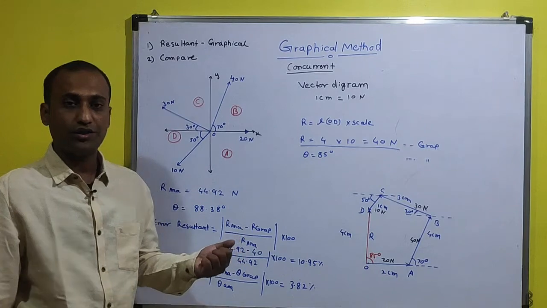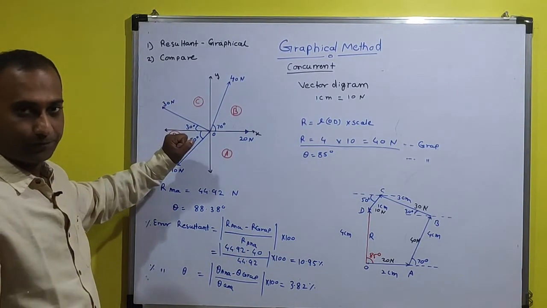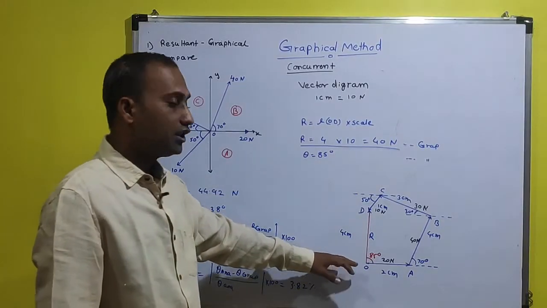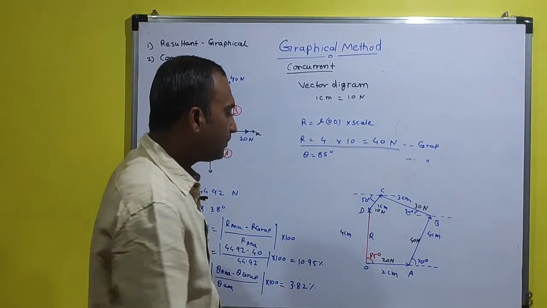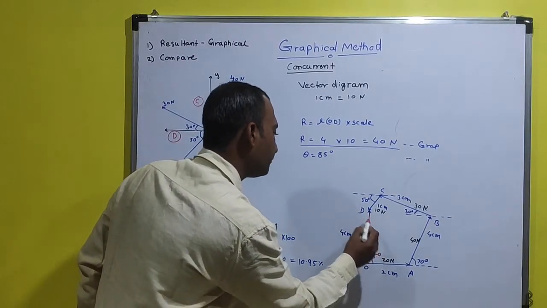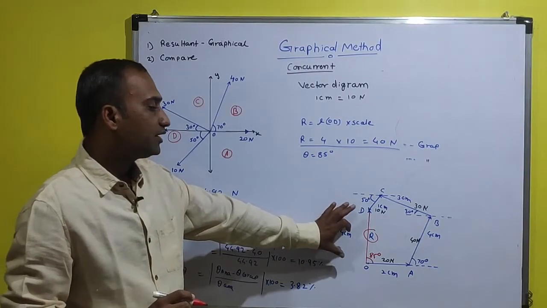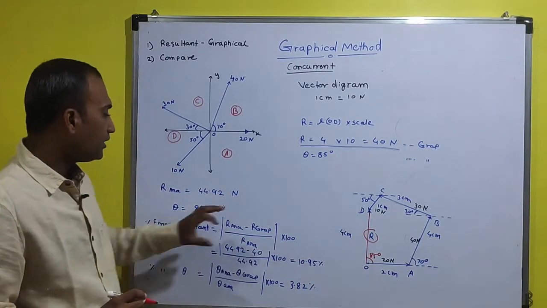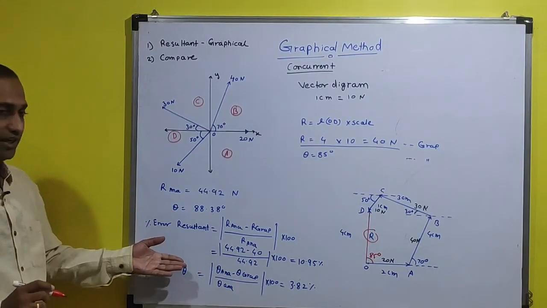So what we have done over here, we have drawn these forces with scale in the vector diagram, and the closing line will represent the resultant. And we have compared the graphical results with the analytical results and found out the percentage error.